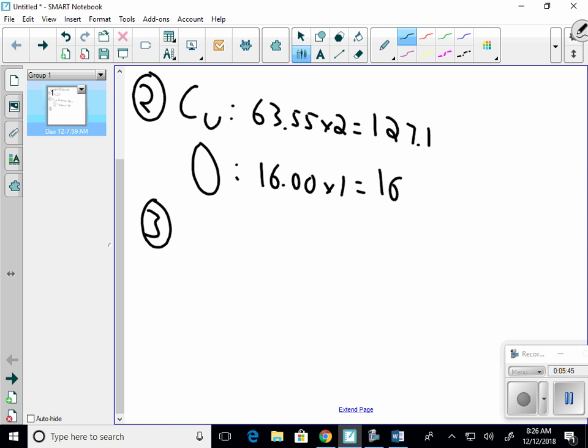Percent composition not only requires that you know the mass of each part, you need to know the total as well. So we're going to add these 2 together. That's a 0.1, that's a 3, carry the 1, 143.1.